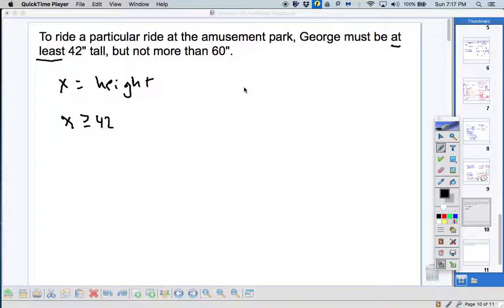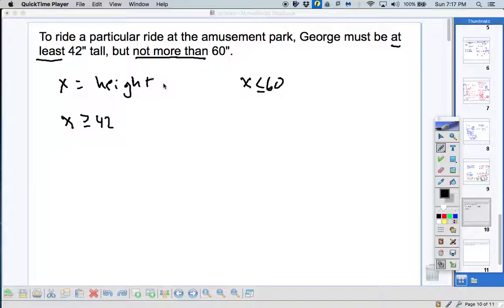But the other one says that x has to be smaller than 60, and let's see if it could be equal to. It says, but not more than 60. So 60 is not more than 60, so it could be equal to. 61 is more than 60, so it cannot be 61, but 59 is not more than 60, so x could be 59. So it's going to be less than or equal to because of this phrase, not more than.